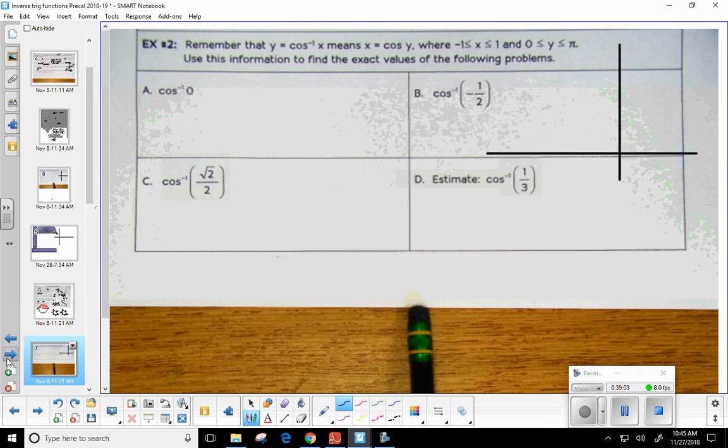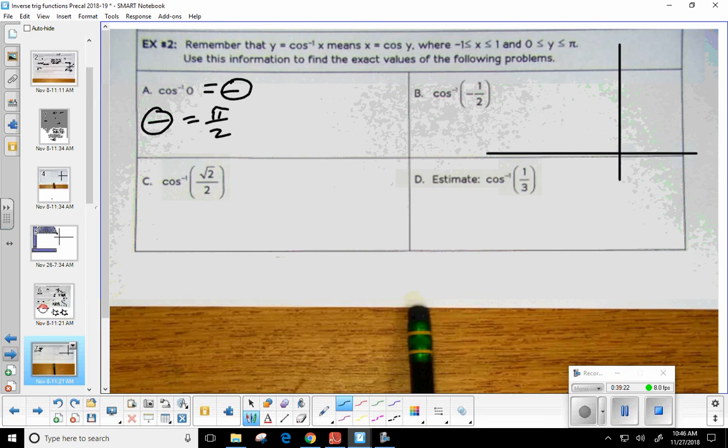All right. Okay, so that's 2 minutes. You may not be done, and that's okay. Cosine inverse of 0, we're looking for theta. Can anybody tell me what answer they got? 90 degrees. It is pi over 2, yes.